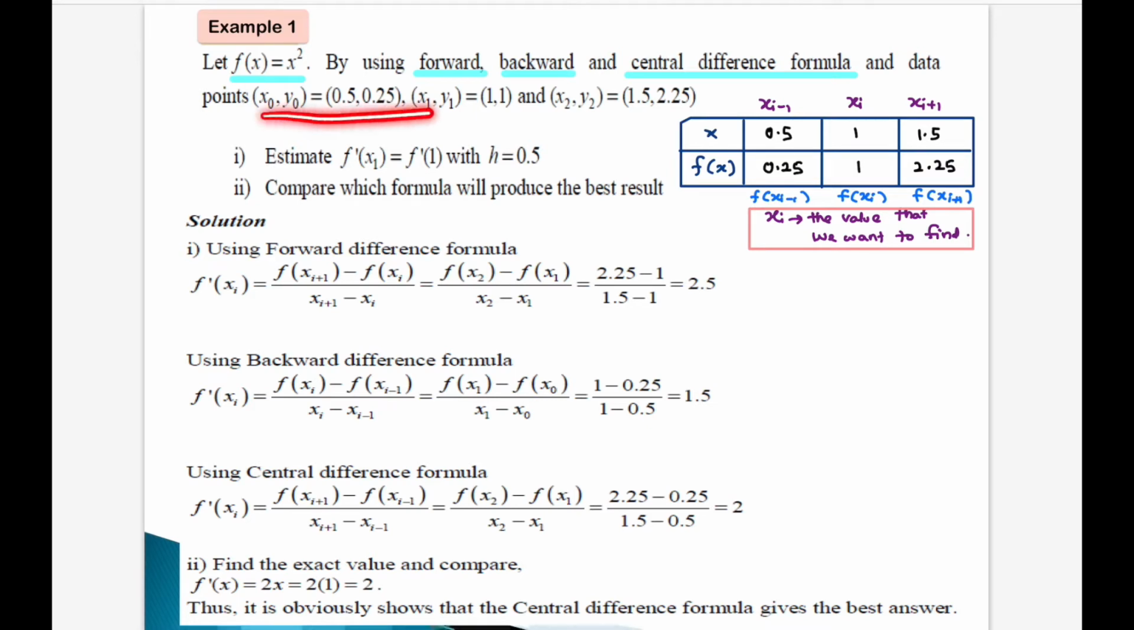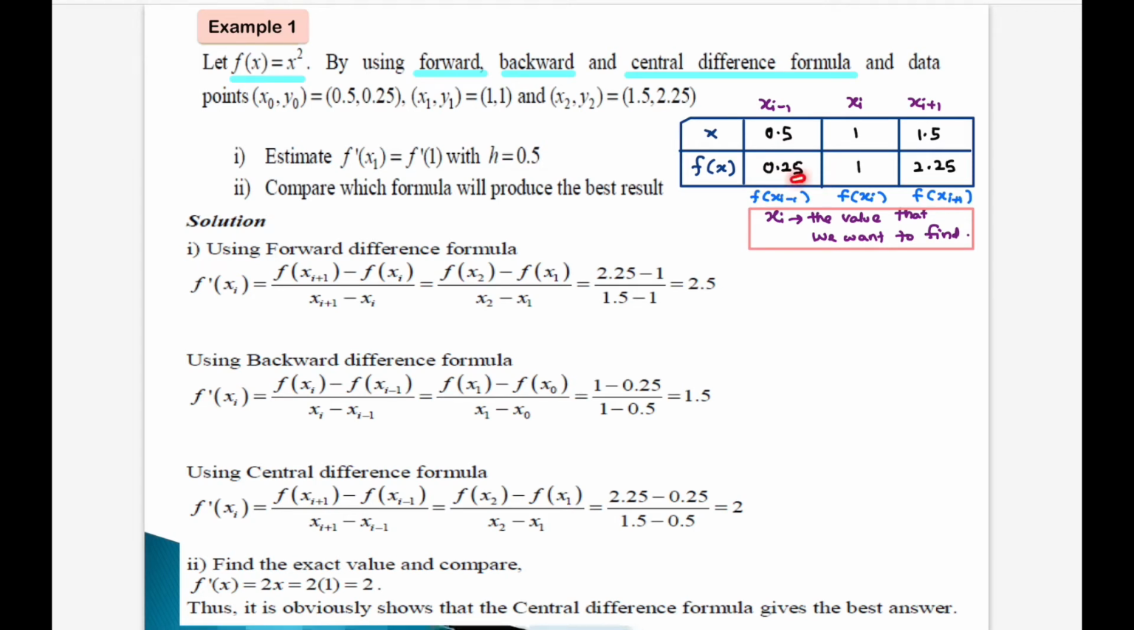From the data given, write it in table form. This is your x and this is your f(x). This is your xi. Xi is the value that we want to find, given here as 1. Just follow the formula. So this will be your xi, this will be your xi plus 1, and this is your xi minus 1. This is your f(xi), this is your f(xi plus 1), and this is your f(xi minus 1).